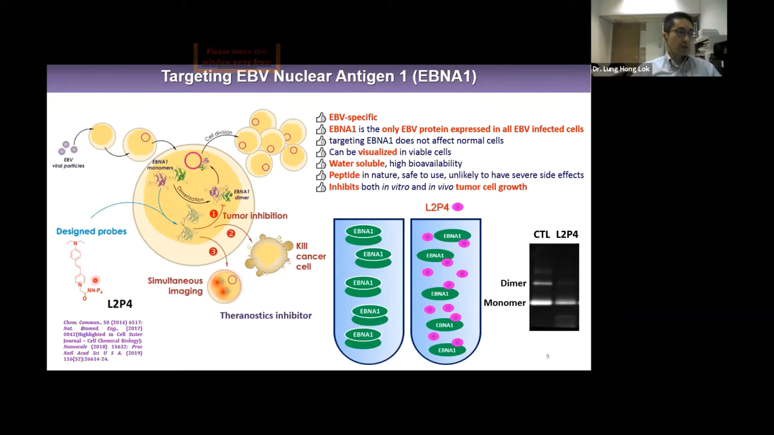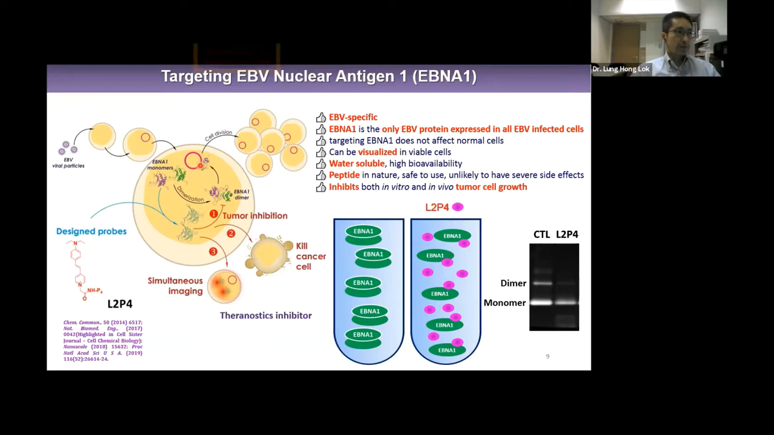And after uptake of L2P4 in an EBV infected cell, the fluorescent signal will be emitted, because of the presence of the fluorochrome in L2P4. The reason is that when L2P4 successfully binds to its target protein, which is an EBNA1 monomer, the fluorescent signal will be emitted. So L2P4 can be used to label the EBV infected cell. It can also be used to determine whether our anti-EBNA1 compound can selectively label the EBV positive cell lines. And we can also trace and visualize our compound by looking at the fluorescent signal, to determine whether the compound has gone into the right localization in the cell.